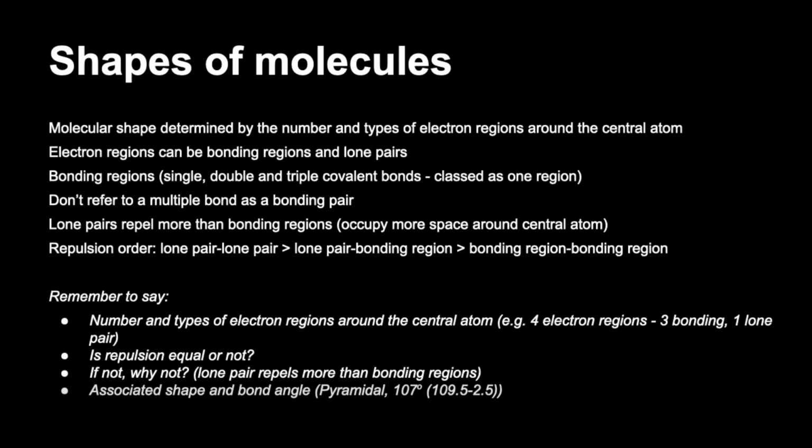And then the last thing you would do is talk about the associated shape and the bond angle. So for the example above in the first bullet point, the shape would be pyramidal and the bond angle would be 107 degrees. Where does that come from? Well, the starting angle for 4 regions is 109.5, but we need to subtract 2.5 degrees for every lone pair due to the extra repulsion.